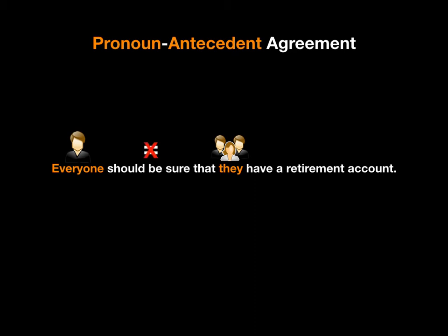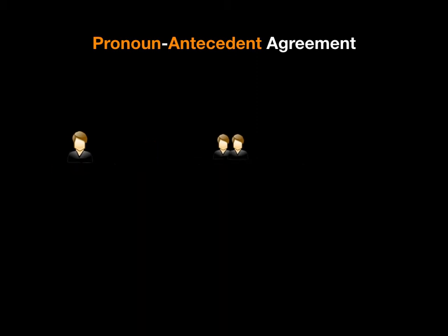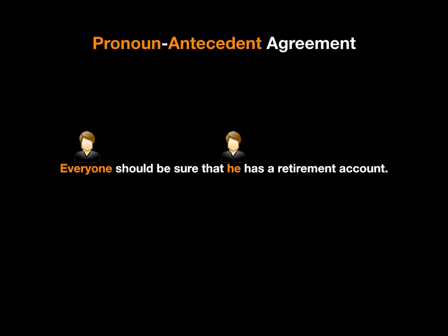Let's attempt to fix this issue with pronoun-antecedent agreement by changing they to he. Everyone should be sure that he has a retirement account. However, in using the masculine form he, we are eliminating half of the population, as everyone also includes women. Therefore, he cannot be used as our pronoun. So how do we begin to fix this error with pronoun-antecedent agreement?